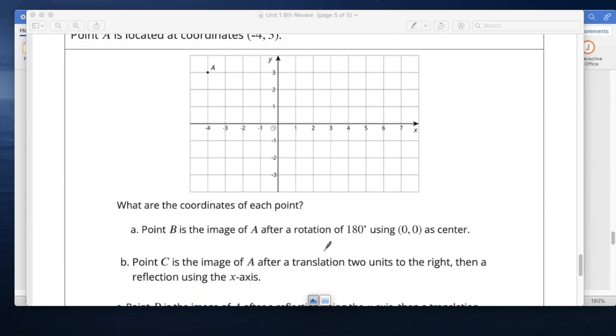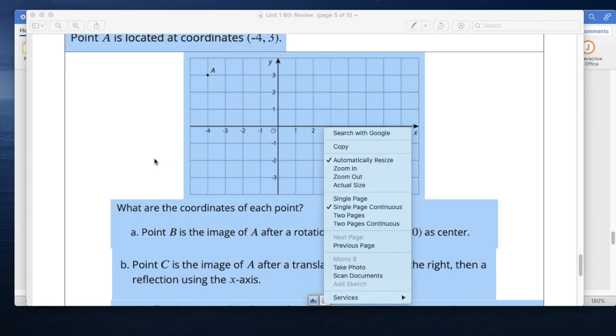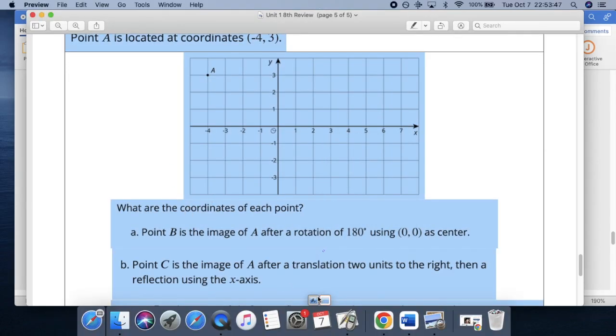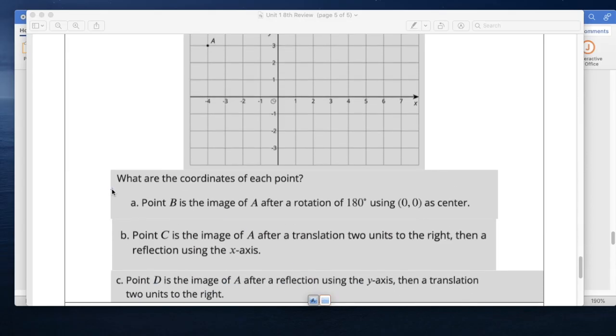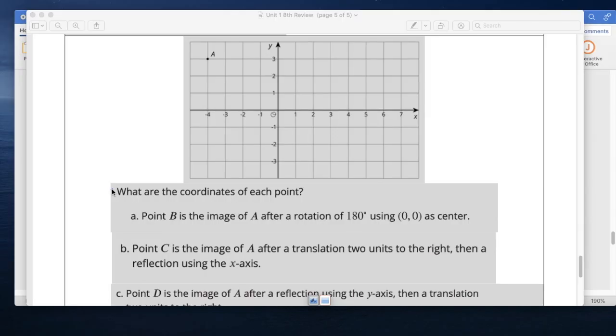13. Here's point A located at -4, 3. What are the coordinates of each point? Okay, so let's do that. Let me just write here that this is -4, 3.